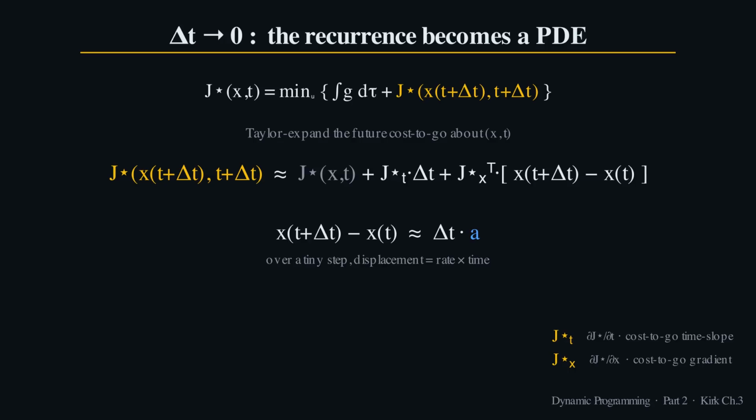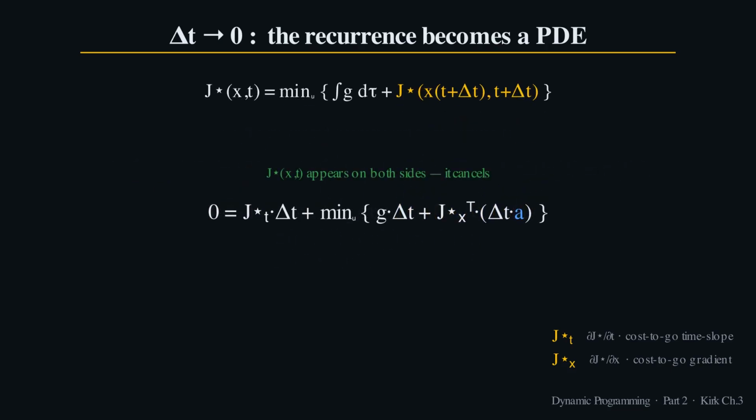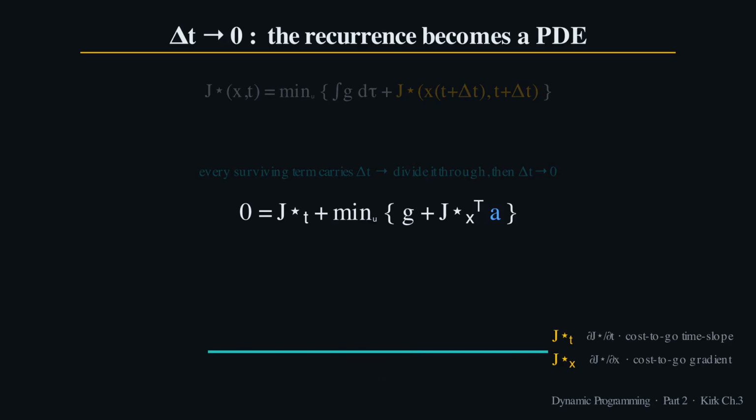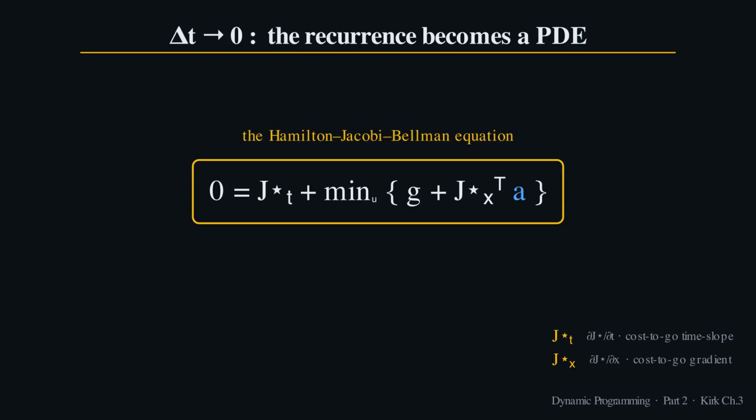Now substitute and watch the cancellation. The cost to go now appears on both sides and drops out. Every surviving term carries a factor of delta t, so divide it through. And then let delta t fall to 0. The discrete ladder of stages dissolves into a continuum. The sum becomes smooth. And the backward recurrence, the very equation we just recapped from part 1, turns into a single line. 0 equals the time slope of the cost to go plus the minimum over the control of the running cost plus the gradient of the cost to go dotted into the system's motion.